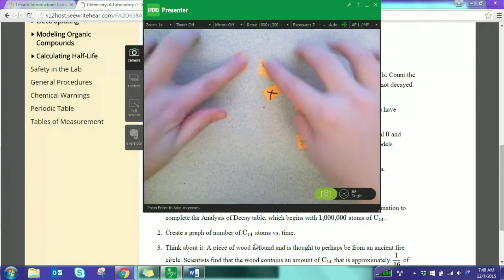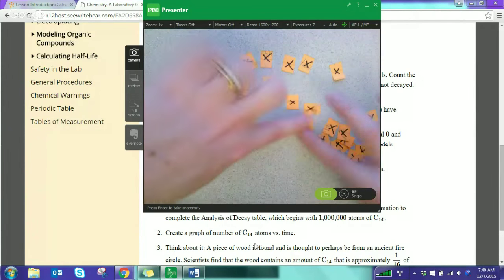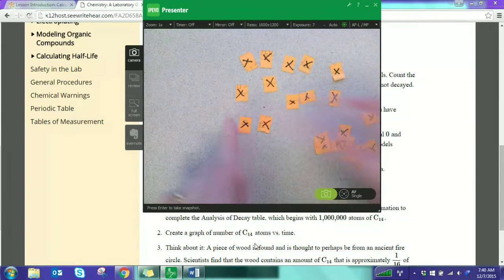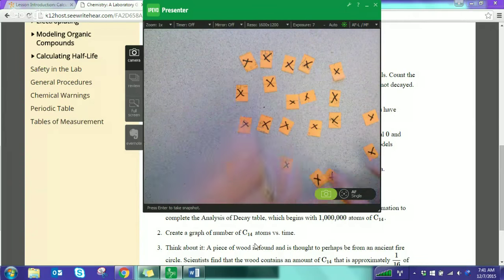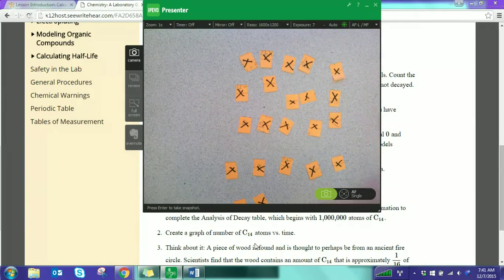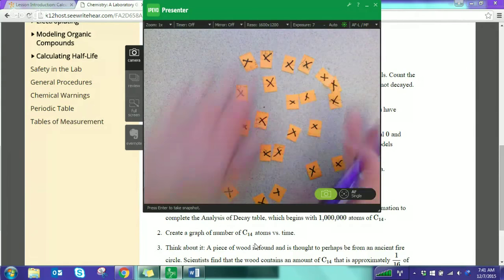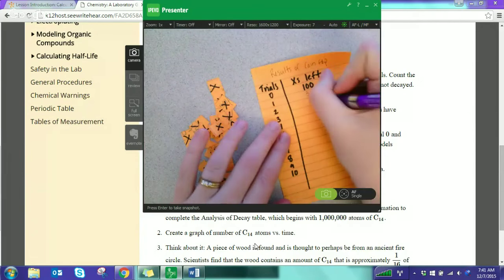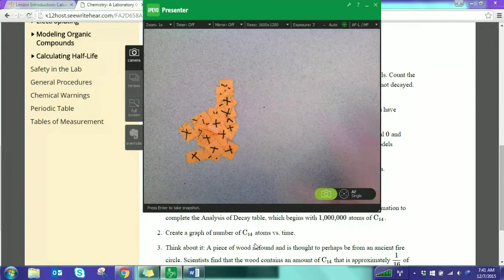And I am left with 2, 3, 4, 5, 2, 3, 4, 5, 1, 2, 3, 4, 5, 1, 2, 3, 4, 5, and 3. So 1, 2, 3, 4, 23 left. None of these are stuck to each other. So 23. And I'm going to put those back in my box and continue this.